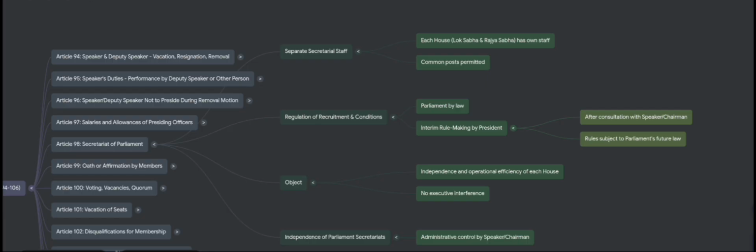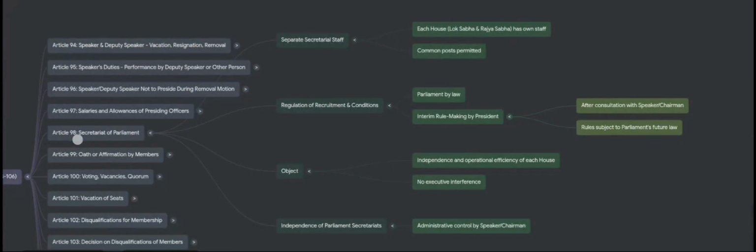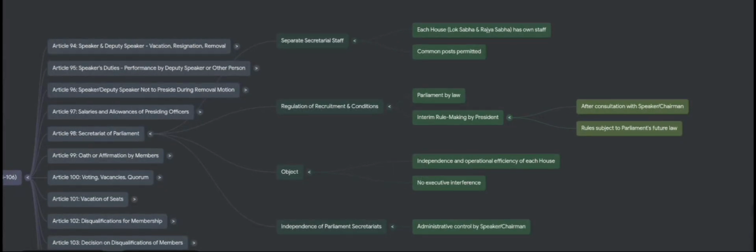These secretariats are under the administrative control of the Speaker for Lok Sabha and the Chairman for Rajya Sabha. This ensures they serve the House, not the government. This administrative separation of powers is arguably as important as the functional separation, preventing any subtle influence or even obstruction.